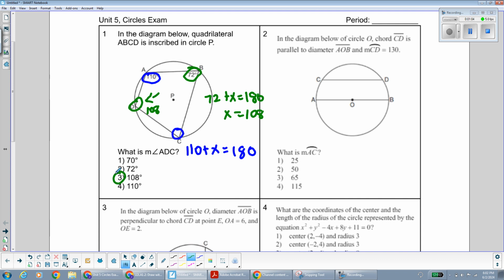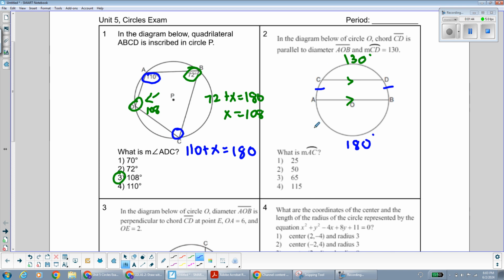In number 2, we have some parallel chords, and it does tell us that the measure of arc CD is 130 degrees. Now, we have a theorem that says parallel chords intercept congruent arcs. So the arcs between the parallel chords are congruent. AOB is a diameter. It says that in the question, and it passes through the center of the circle O. So that means from A to B this way is 180 degrees. It's a semicircle, half of a circle.